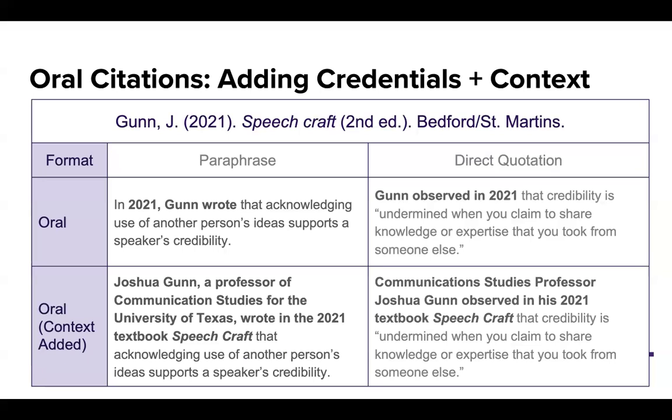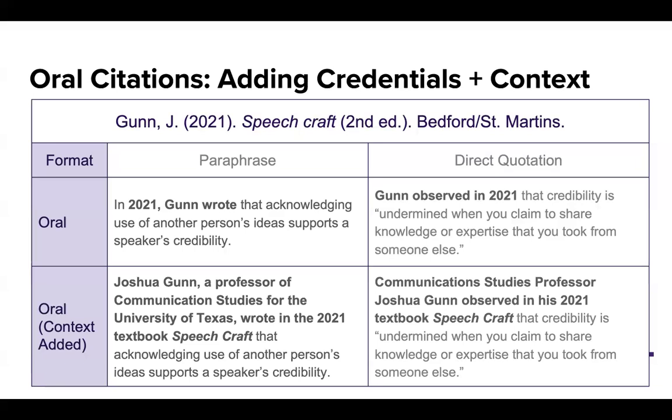So I've got Joshua Gunn, a professor of communication studies for the University of Texas, wrote in the 2021 textbook Speechcraft that acknowledging use of another person's ideas supports a speaker's credibility. Second, it says communication studies professor Joshua Gunn observed in his 2021 textbook Speechcraft that credibility is, quote, undermined when you claim to share knowledge or expertise that you took from someone else, end quote.